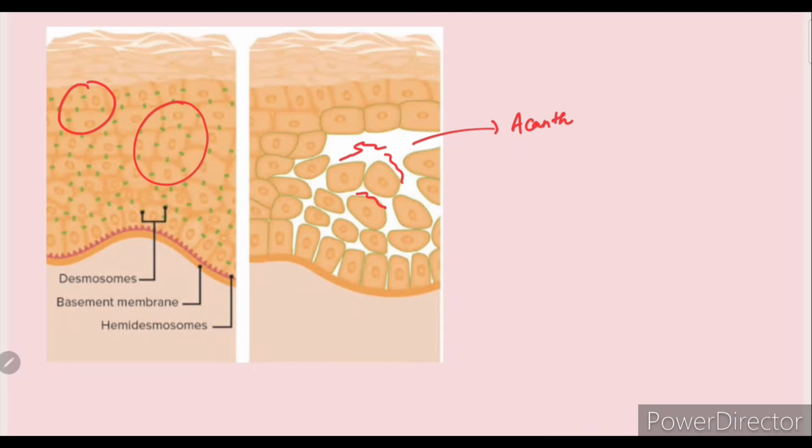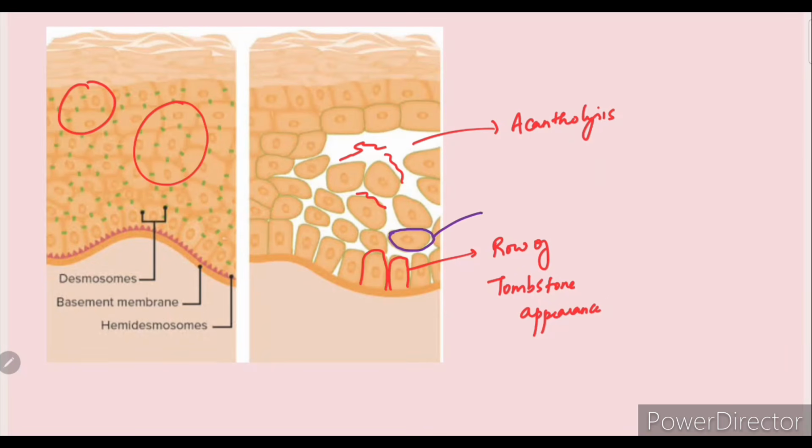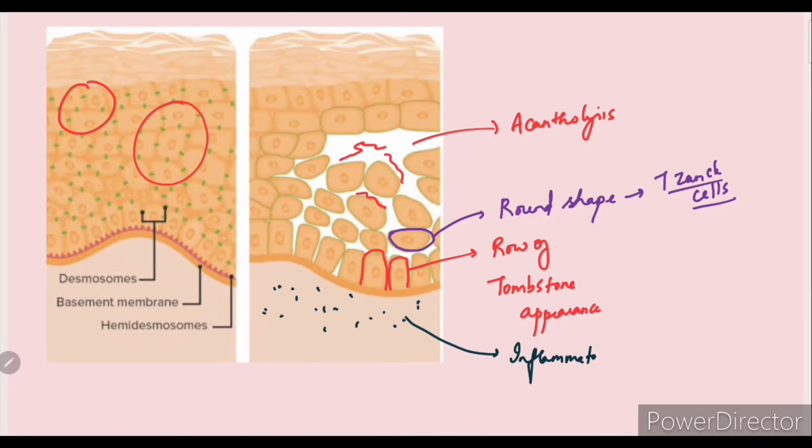This feature is known as acantholysis, and the loose cells which have drifted apart assume a round shape, resulting in Tzanck cells, which can be identified with the use of exfoliative cytology preparation. Also, a mild to moderate chronic inflammatory infiltrate can be seen in the connective tissue. Sometimes the entire superficial layers of epithelium are stripped away, leaving only the basal cells, which is called a row of tombstone appearance.